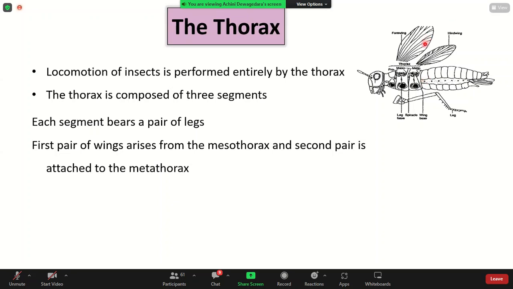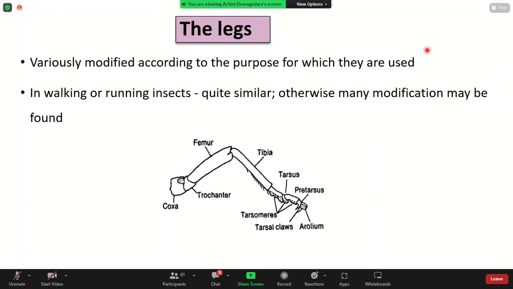And wings, 4. Okay. So first let's talk about the legs. Legs also are modified according to the purpose they are used for.